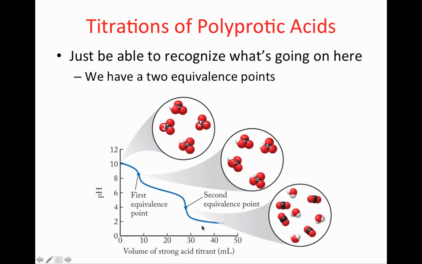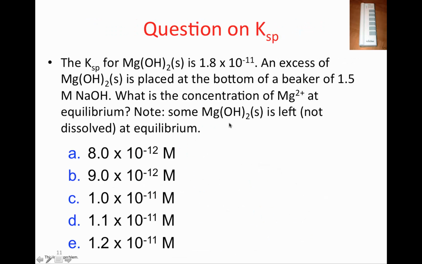So it kind of comes in steps. And it would be the same thing if I had a base that had two protons I could put on it. I'm sorry, if I had an acid that I could deprotonate twice, or three times, I would again have a kind of a staircase shape to it.